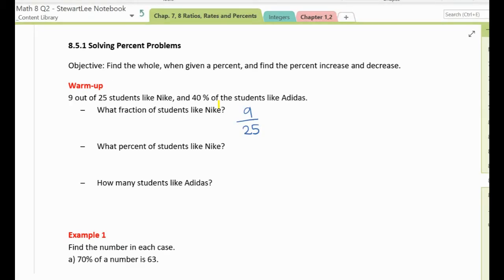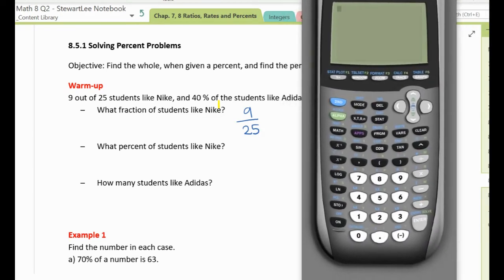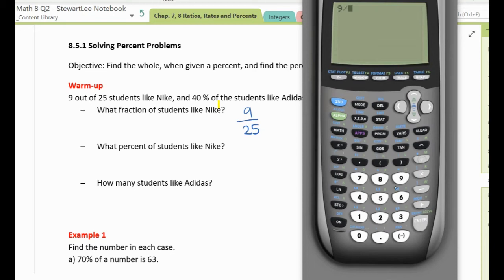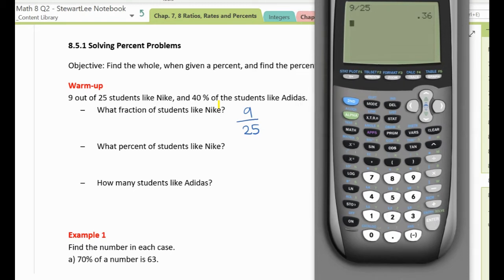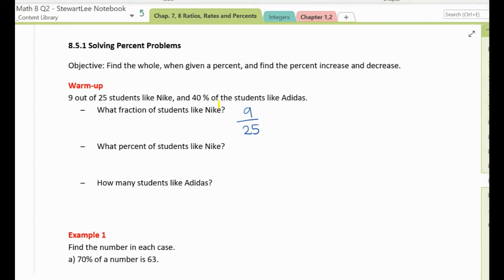You simply divide 9 by 25 using your calculator. So let's do 9 divided by 25. And that is 0.36. So the decimal number is 0.36. So that's how many percents, everyone? So you simply move 2 decimal places, right? So that is 36%, right?